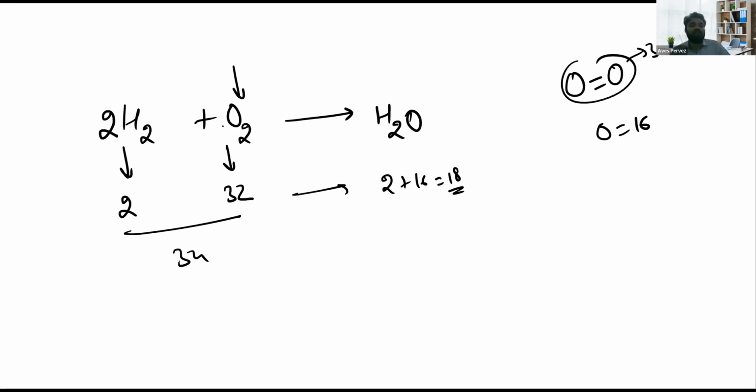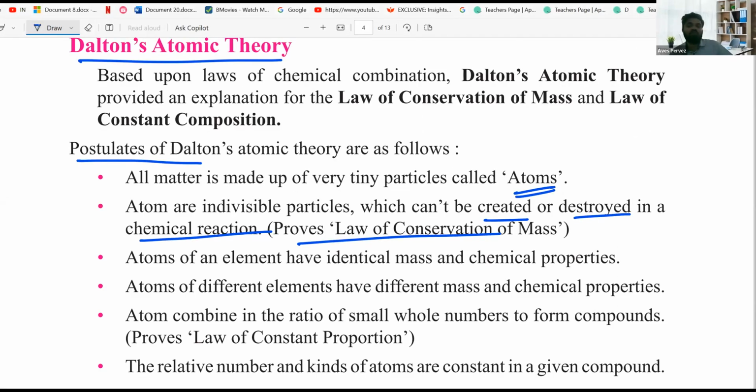To balance the chemical reaction, there should be 4 hydrogen atoms here, and the oxygen should be 32, and there should be 2. Okay, so mass can neither be created nor destroyed. That we will learn in the higher classes. So this gave that mass can neither be created nor destroyed during a chemical reaction, and this proves the law of conservation of mass. So this will be asked in the examination.